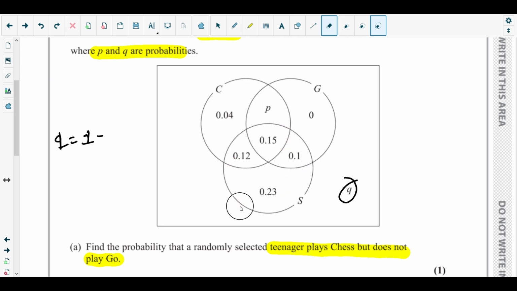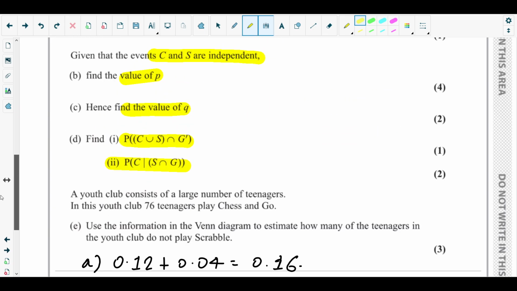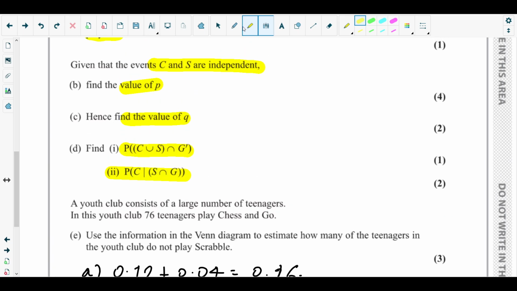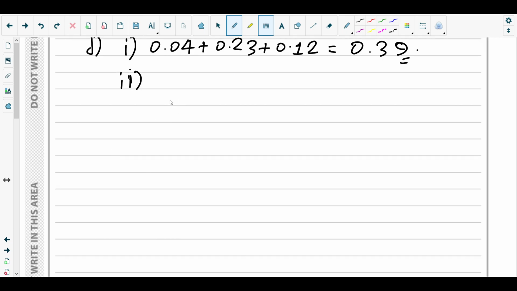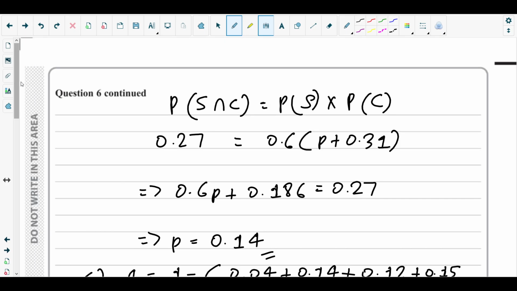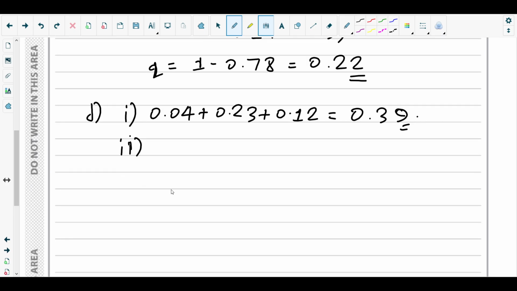So S intersection G is basically which part? S intersect G, this part, right? S intersection G. This part is what? Okay, so they said C given S intersection G. So C given S intersection G would be what?